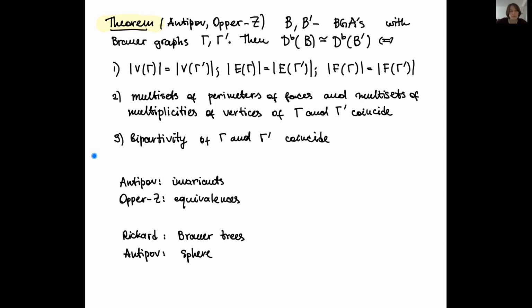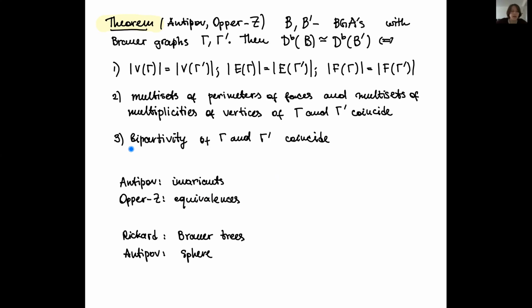So that's the theorem. And who did what? Antipov introduced these invariants and proved that they are indeed derived invariants. And then Sebastian and myself reconstruct the equivalences. So we take two algebras with these coinciding invariants, and we produce a derived equivalence between them.